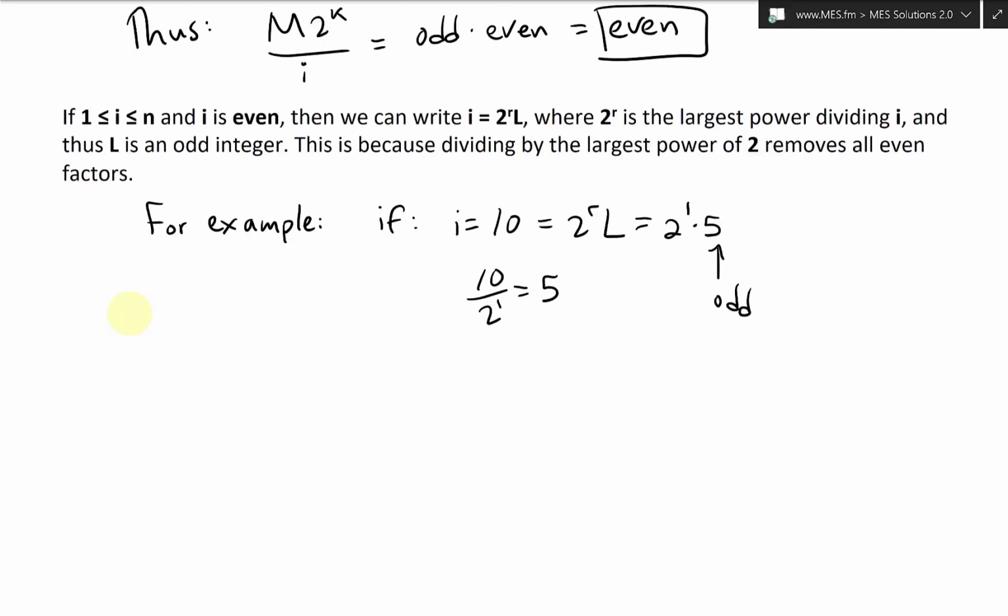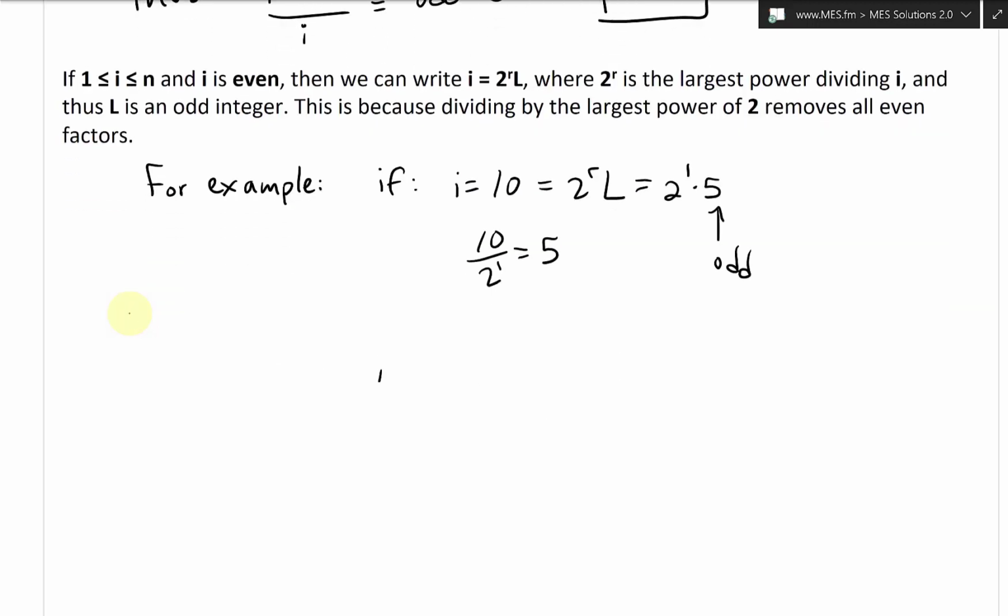Let's do another example. If i is equal to 20, then the highest power, you're going to divide by 2 to the power of 2, which is 20 divided by 4, which equals 5. So again, you have an odd factor. So this is 2^r, 2 to the 2, times L, which gives 2^r L.